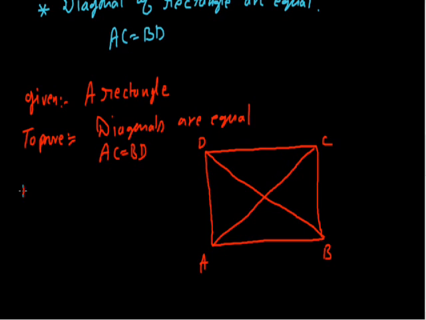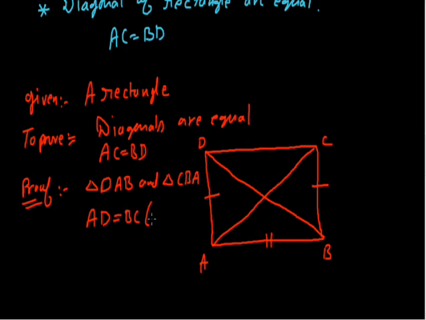In order to prove this, we have to consider triangle DAB and triangle CBA. As a rectangle is a parallelogram, its opposite sides are equal. It means AD equals BC, and side AB is common. So in triangle DAB, side AD equals BC. Why? Opposite sides of a parallelogram are equal. And side AB equals AB. Why? Common.